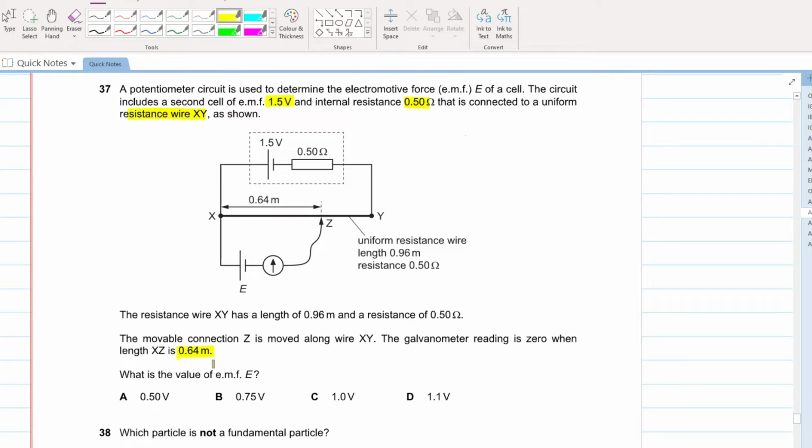बेटा galvanometer की reading is what? 0 when your length is 0.64 meters. That means when the length is 0.64 meters, the voltage here is equal to the EMF. The voltage in the wire is equal to the EMF. What is the value of the EMF? Okay. So first and foremost, can you calculate the voltage across this entire resistance wire?